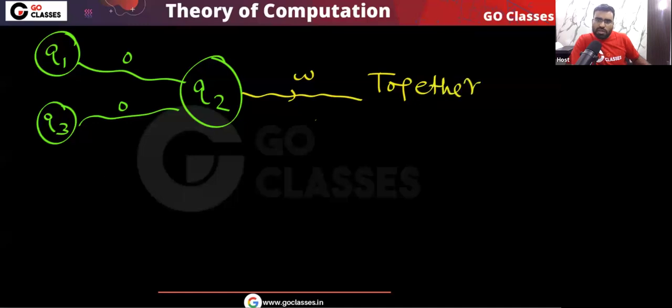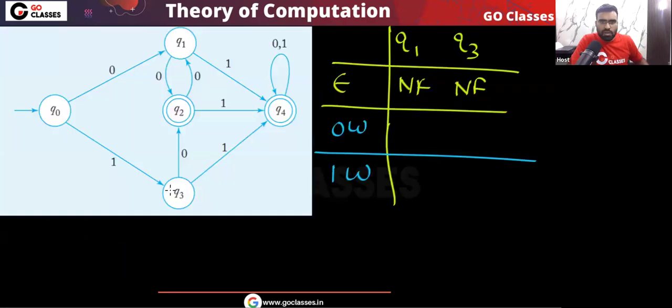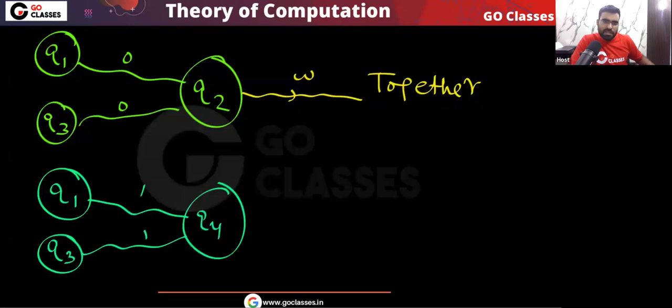Now, from this state Q2, they will always go together. Yes or no? Whatever comes, do you agree that they will always remain together? Together in final, together in non-final? Very simple. Now similarly, this Q1, Q3, on 1, where are they meeting? On 1, they are meeting in Q4.